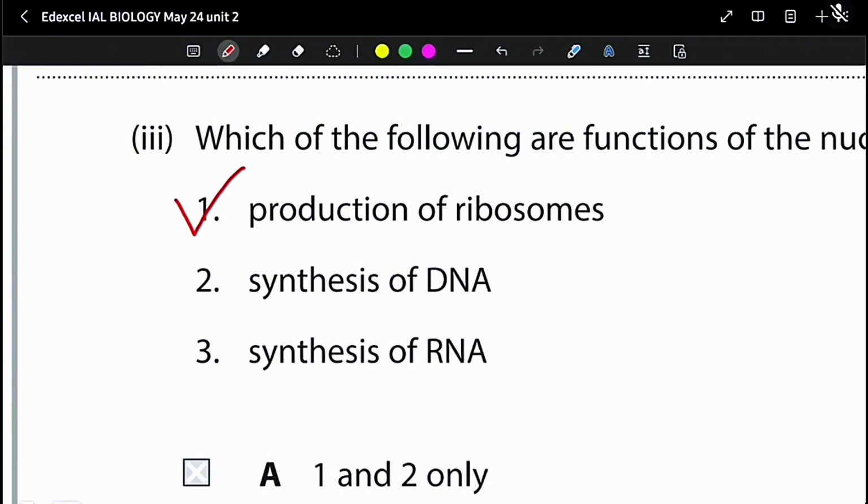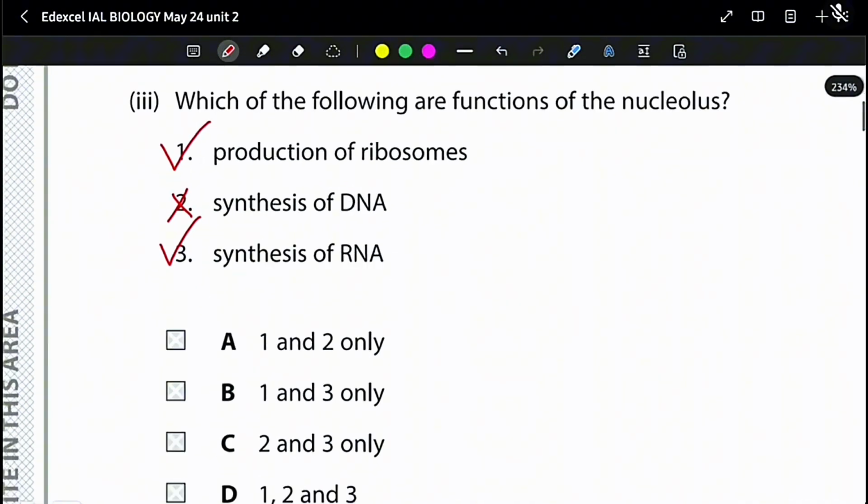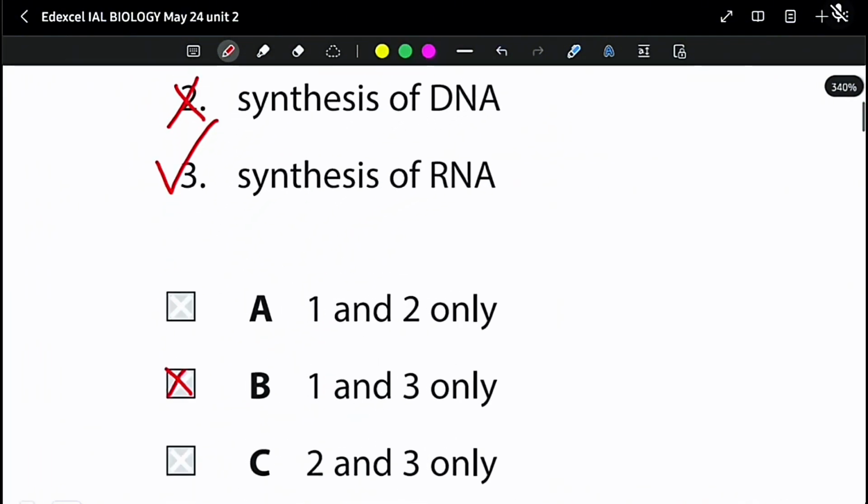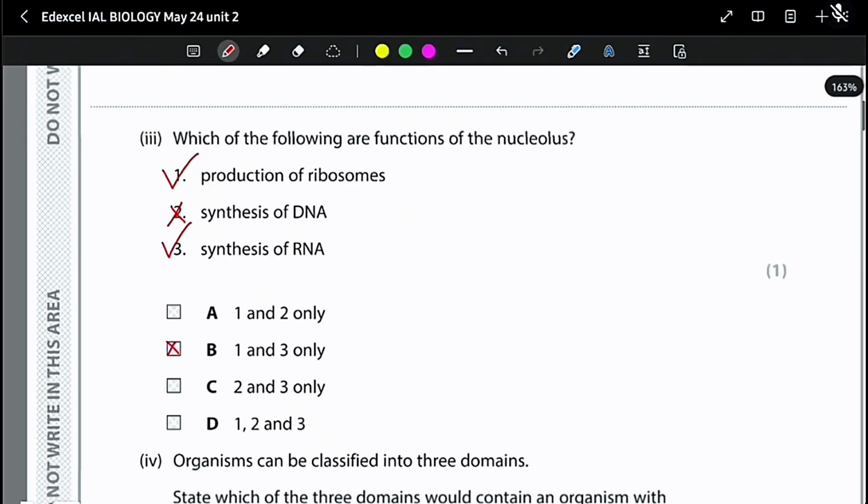Synthesis of DNA. No, nucleolus is made of DNA, but it does not synthesize DNA. So this is wrong. And 3, synthesis of RNA. This is correct. So 1 and 3 are correct. So the answer should be B, 1 and 3. And one more extra function of nucleolus is that it controls cell growth and division.